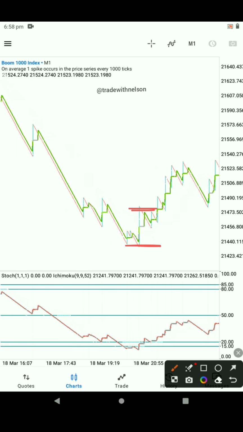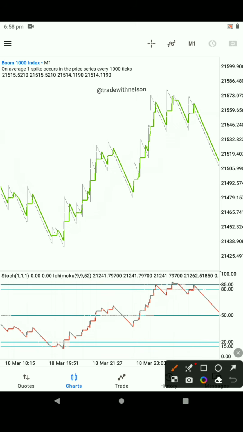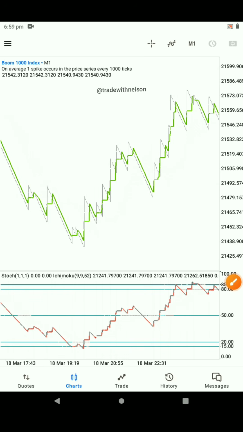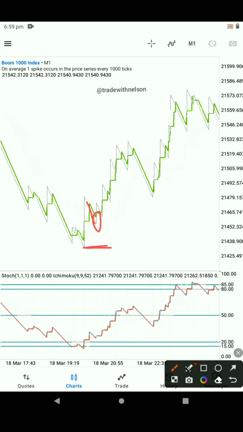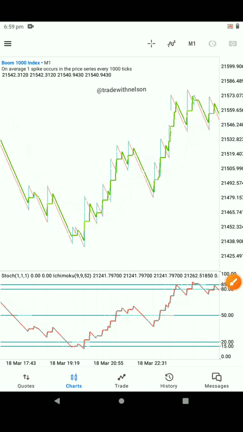Your stop loss will be below this low. Then you hold your trade until it enters the 80 and 85 level. You can see over here, the market spikes to this point. The good thing about this spike catching is that once you are taken out, it will respect your stop loss, so you won't be losing much. Let me show you more examples.